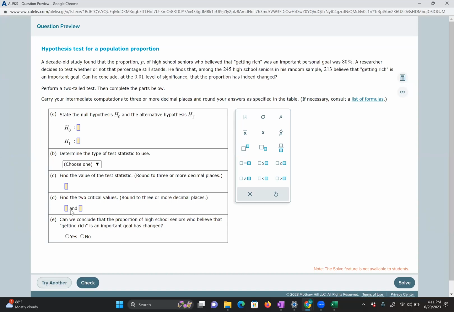By the way, when you do two-tailed, all you simply need to do is take the value you get for the lesser than and multiply it times 2. That's it.